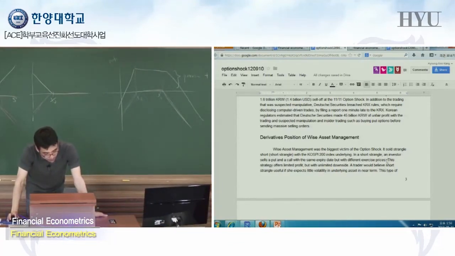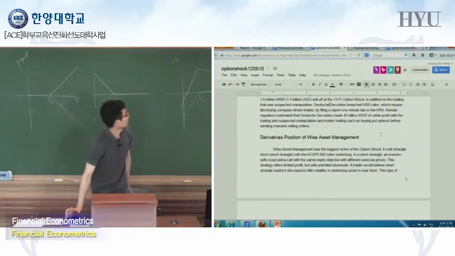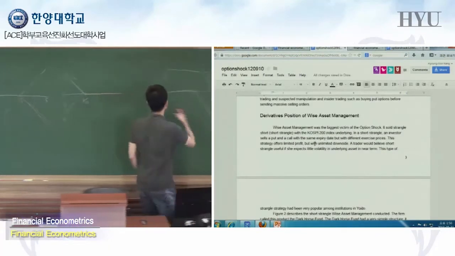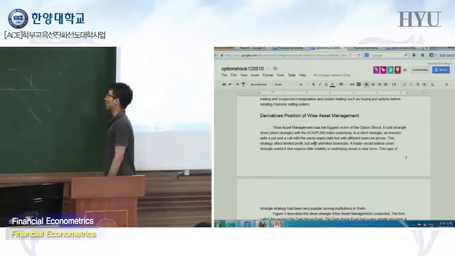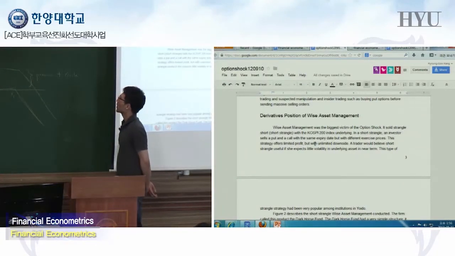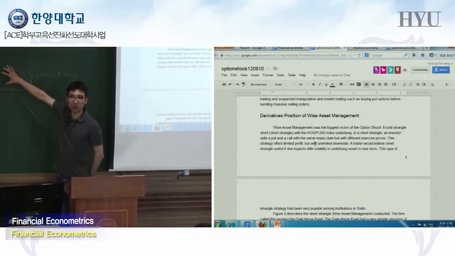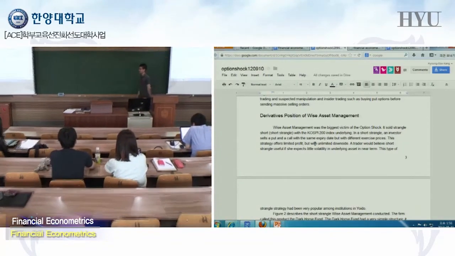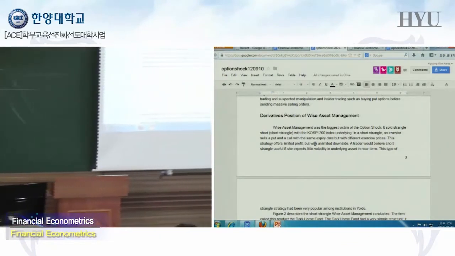So in short strangle, this strategy offers limited profit but with unlimited downside. So let's investigate. Okay, let's look at this example again. This is actually case 1, it should be. But anyway, the maximum profit we can obtain from this strangle is this amount, right? This is the maximum profit we can obtain. And then how about loss? Loss is unlimited. So if you have a short position, you have again limited profit, okay, but unlimited loss.